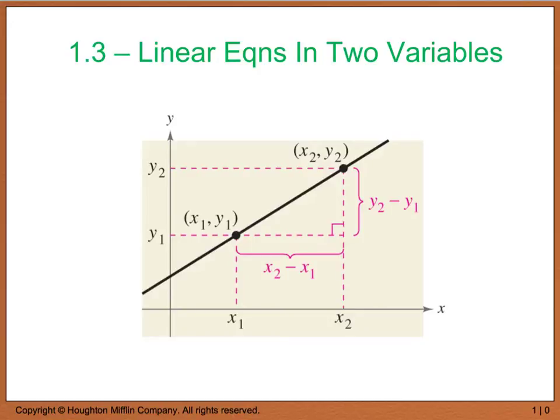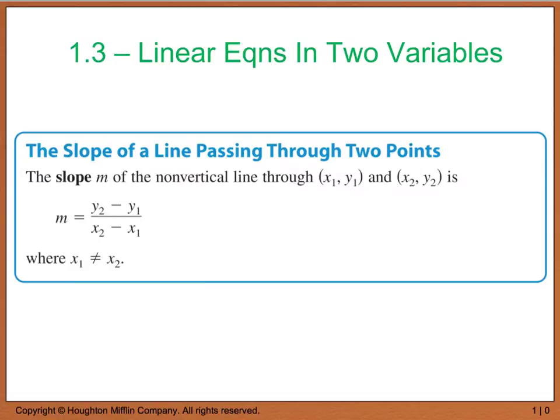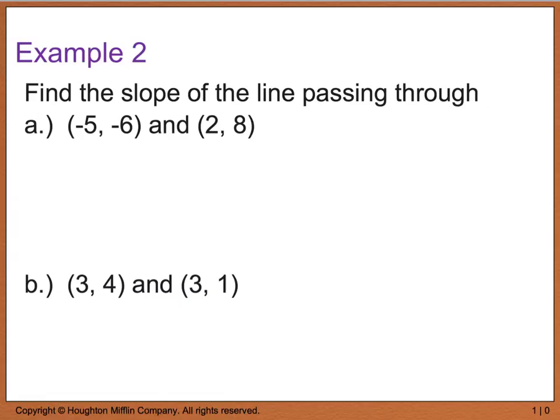If I know the change in my horizontal distance and the change in my vertical distance, I will then be able to find this slope between the 2 points. So the slope of a non-vertical line through the 2 points x1, y1, and x2, y2 is y2 minus y1 divided by x2 minus x1. And just as a refresher, we typically designate slope with the lowercase letter m. So let's look at example 2.